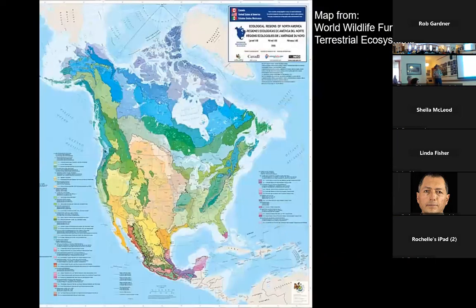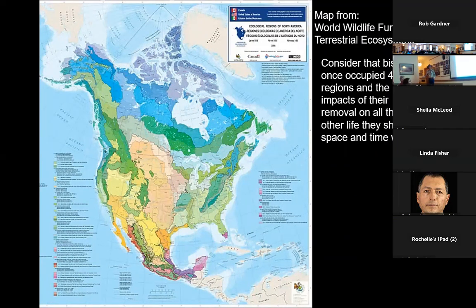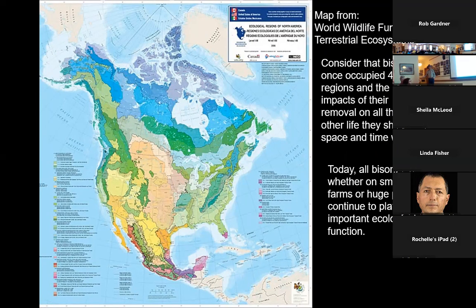So you think back to this complicated map of 116 different ecoregions, 46 of which have bison in them, and we only talked about this one little wee green patch. Imagine how complex North America was before we came along and messed it up.